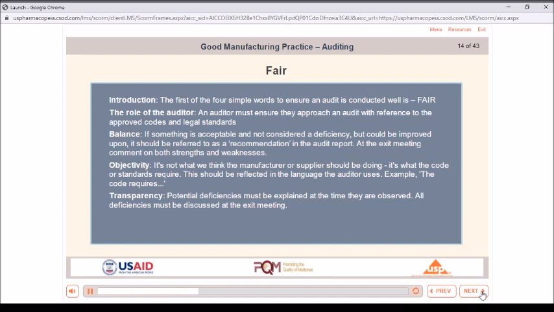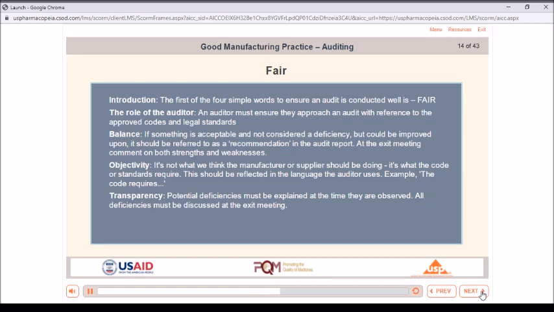Balance. If something is acceptable and not considered a deficiency, but could be improved upon, it should be referred to as a recommendation in the audit report. At the exit meeting, comment on both strengths and weaknesses.